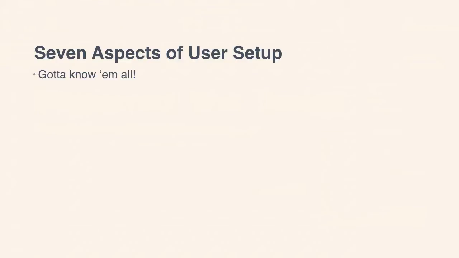So there are 7 key aspects of a user's setup that can affect how they experience your sites. And you need to know about all of these 7 aspects and always be keeping an eye on technology development and what people are doing in each of these key areas. All right, let's go through them all.